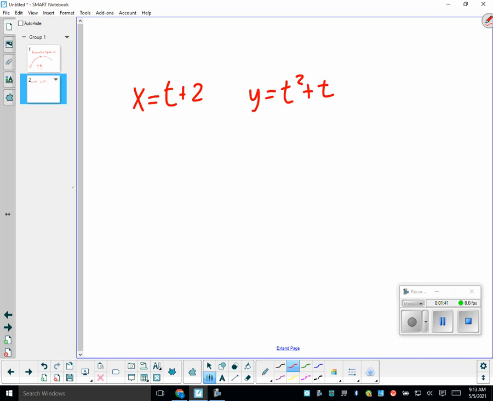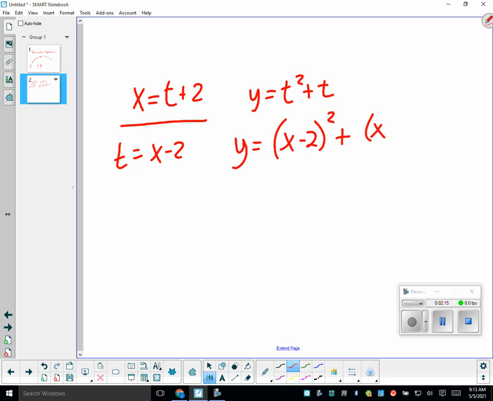So I'm going to have to pick one of my equations to solve for t, or solve for something that I can substitute in. So can we use elimination also? You could if you could eliminate it all. In this case, I can't. Could I solve this equation for t? What is t equal to? And then over here I have y equals x minus 2 squared plus x minus 2.